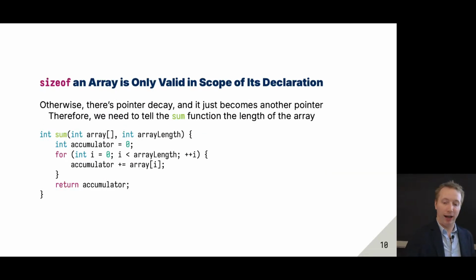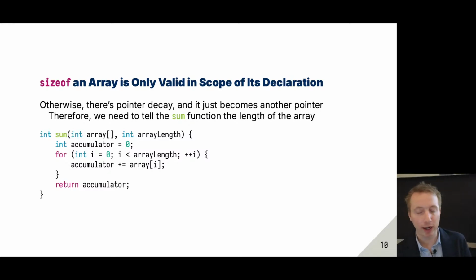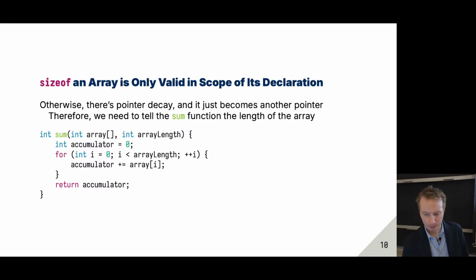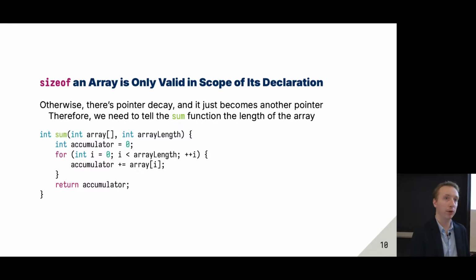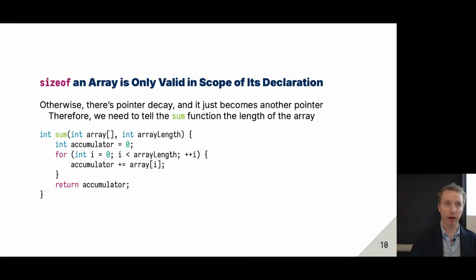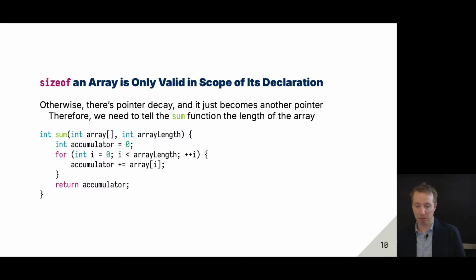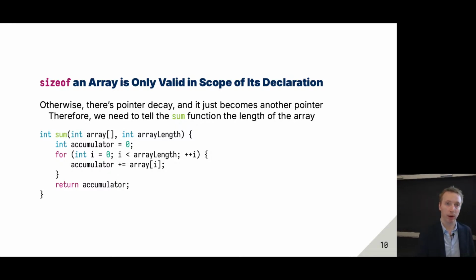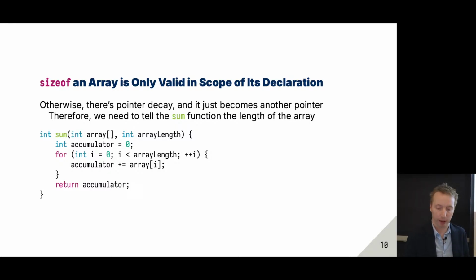The size of the array, like how many bytes it contains, is only valid in the scope of its declaration. Otherwise, if we try to use the array in a different function, there's pointer decay because it doesn't actually know how big it is. A function can be reused, so you can call it with different sized arrays, and it can't tell the difference. So usually if we have a function that uses an array, we have to tell it what the size or length of the array is.